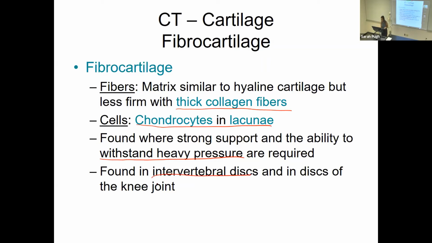Also in the knee joint, right? The meniscus of the knee is made of fibrocartilage because of all the pressure from standing. That basically your knees carry the entire weight of your upper body.